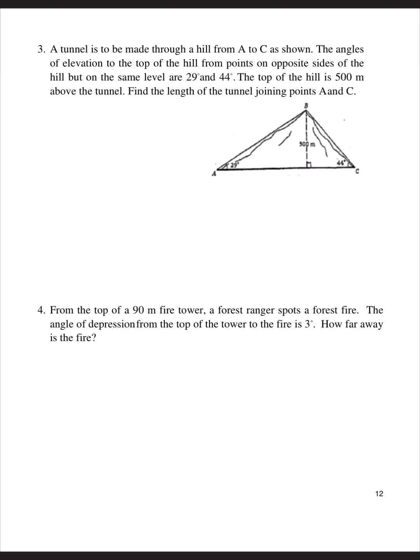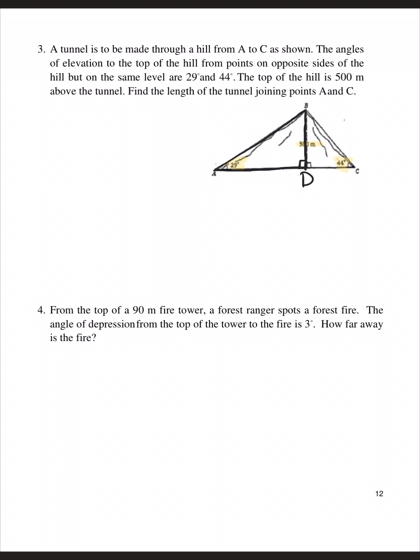Okay, so some information they gave us here, right? This angle of elevation is 29 degrees. We have another angle of elevation that's 44 degrees, and the height to the top of the hill is 500 meters. So that's like your altitude. So it says find the length of tunnel from A to C. Well, so far we've only been working with right triangles. So we're really going to think about this question as if we have these two right triangles in here. So A, B, and then we already have a C. So we'll call this D.